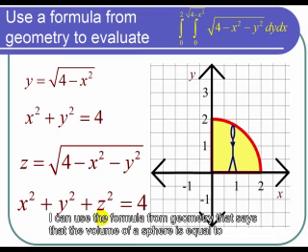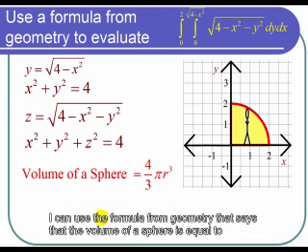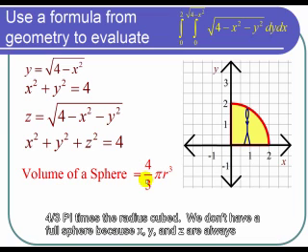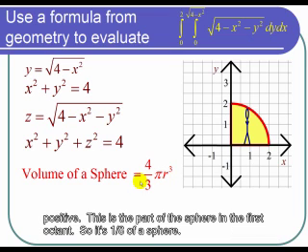So I can use the formula from geometry that says that the volume of a sphere is equal to 4/3 times pi times a radius cubed. So of course we don't have a full sphere because x, y, and z are always positive. This is the part of the sphere in the first octant. So it's 1/8 of a sphere.